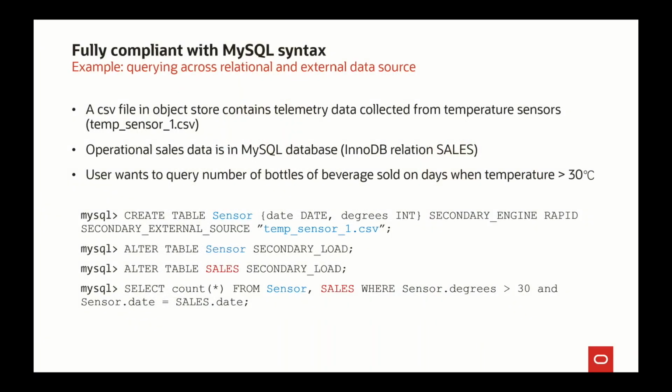And this is an example over here where we have a CSV file, the sensor file, which is in the object store, and you have the sales table, which is in the InnoDB database or InnoDB storage, and you can run queries which cut across the transactional table, which is the sales table, and combine it with the sensor file.